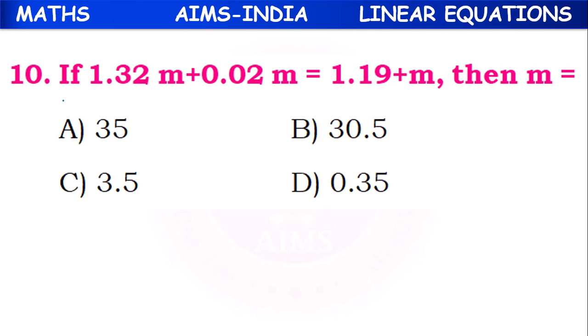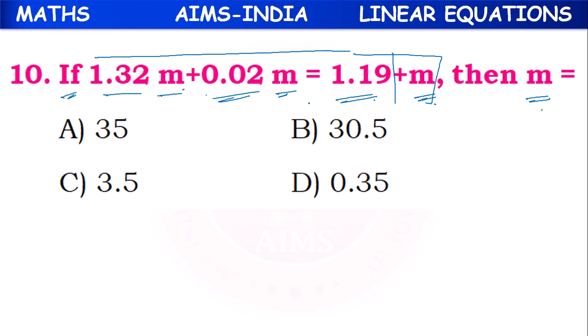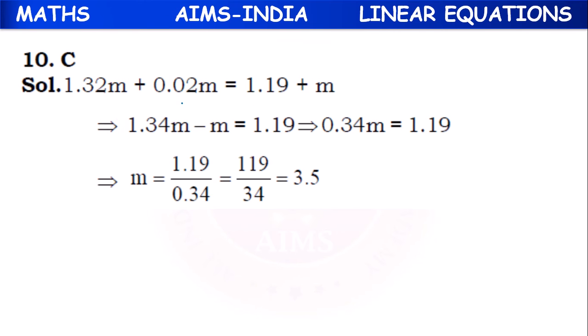Next one. 10th question. If 1.32 m plus 0.02 m equal to 1.19 plus m, then what is the value of m? So they have given one equation. In this equation, m is the unknown variable. We have to find the value of m. So 1.32 m plus 0.02 m equal to 1.19 plus m.